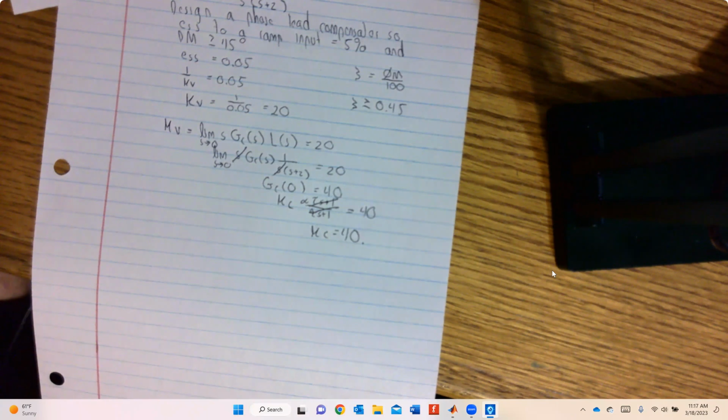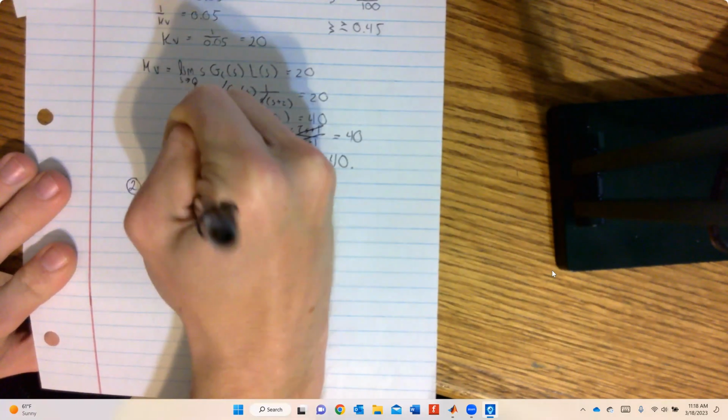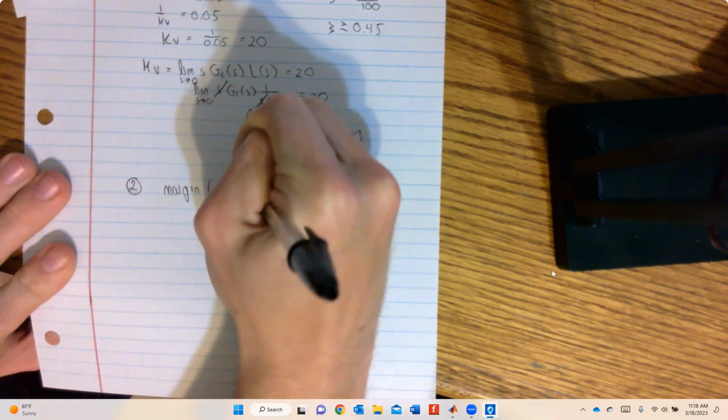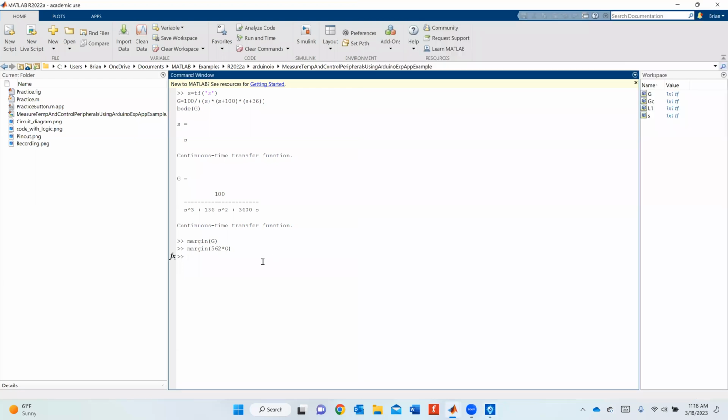So we're going to evaluate now the uncompensated system. When you evaluate the uncompensated system, you're going to do margin, and then the KC multiplied by your L of S. Because you already know what your KC is, you're just going to plug it in. So S is equal to the transfer function of S. Then we know our L is equal to 1 divided by S times S plus 2. And then we're going to have margin, and then it's going to be our KC, which is 40, times our L.